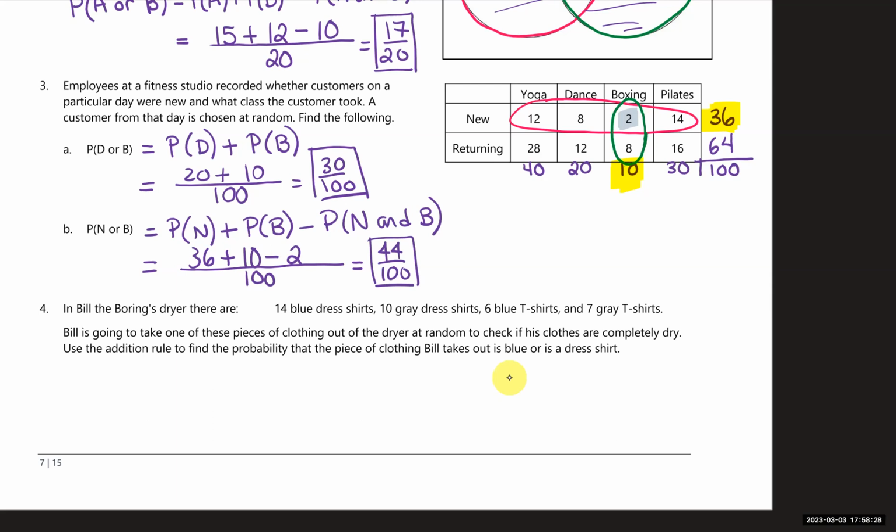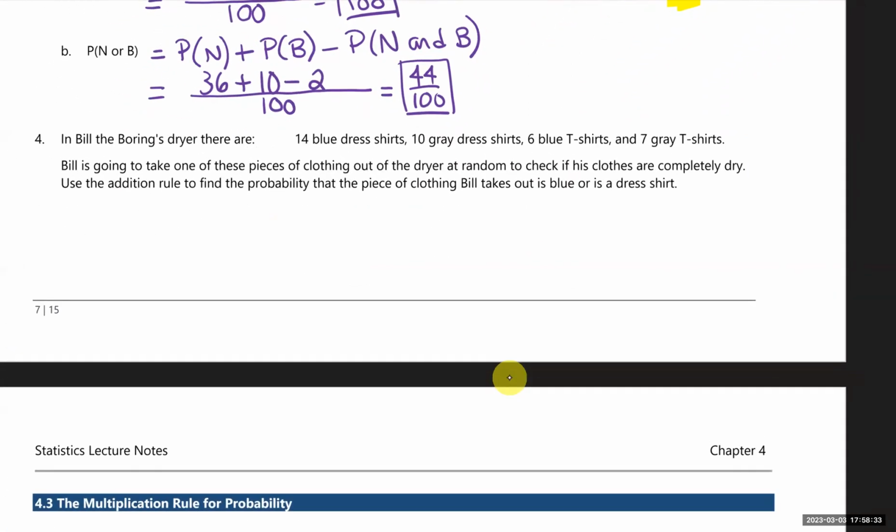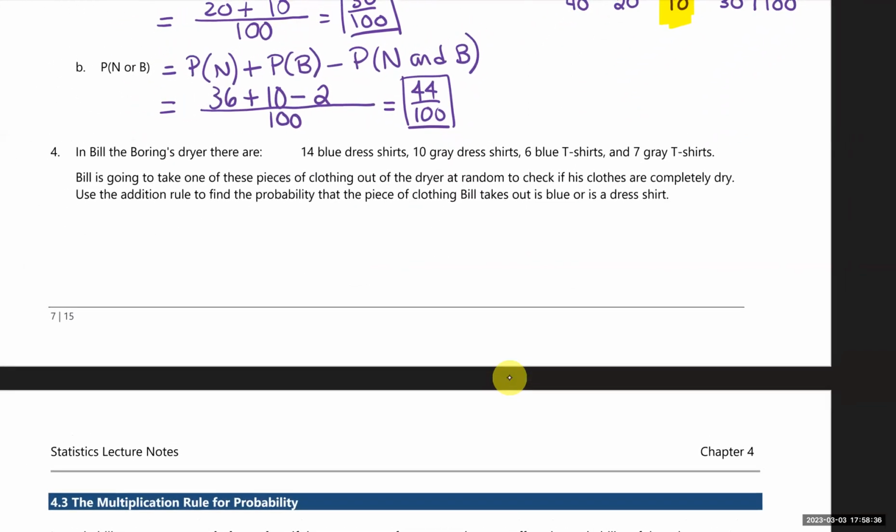Okay, one more. And for this one, there's no table or Venn diagram shown. I'm actually going to make a table, which can be helpful, and it'll be up to you. But here's the deal. We got Bill the Boring, and in his dryer, he's got 14 blue dress shirts, 10 gray dress shirts, 6 blue t-shirts, 7 gray t-shirts. He is going to take out a piece of clothing at random to see if his clothes are completely dry. All right, so I'm going to use the addition rule to find the probability that the piece of clothing he takes out is blue or is a dress shirt.